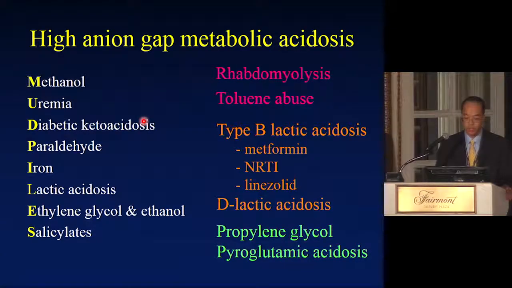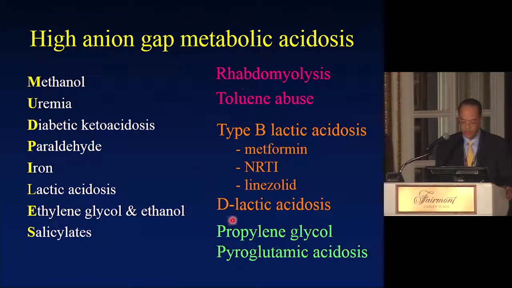Okay, so what causes a high anion gap metabolic acidosis? Everyone knows MUDPILES or some version of that mnemonic, where M is methanol, U is uremia or renal failure, D is diabetic ketoacidosis, P is paraldehyde, which we don't use anymore, I is iron or isoniazid, L is lactic acidosis, E is ethylene glycol, but also ethanol and alcoholic ketoacidosis, and S is salicylates.